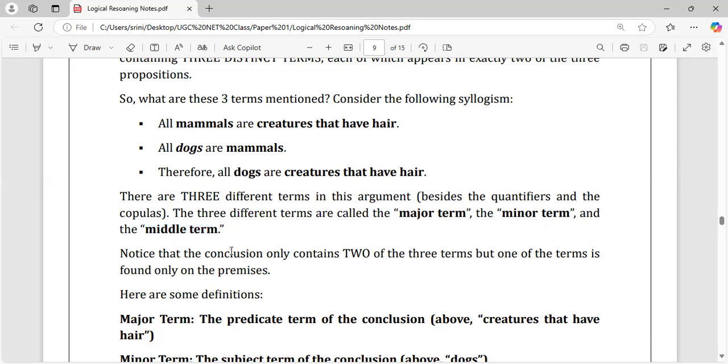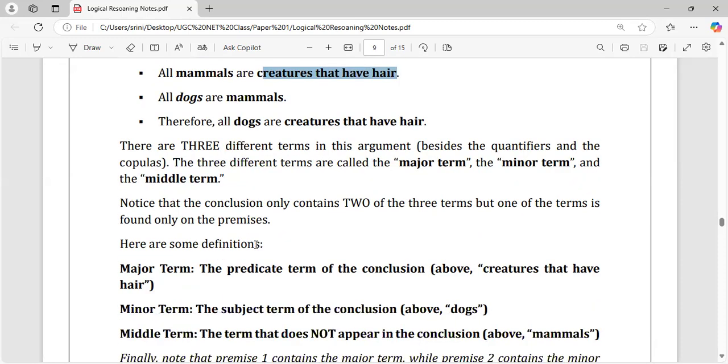Okay, notice that the conclusion contains only two terms, but one of the terms is found only in the premises. Here are some definitions. Major term: the predicate term of the conclusion. So a major term should be a part of the conclusion.